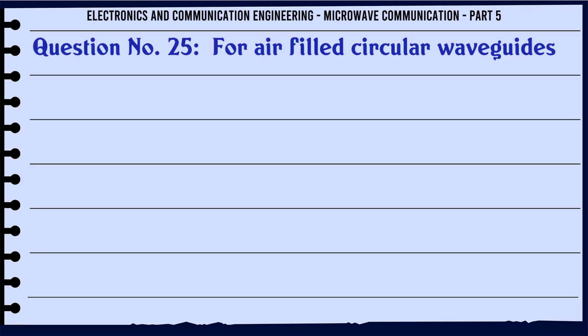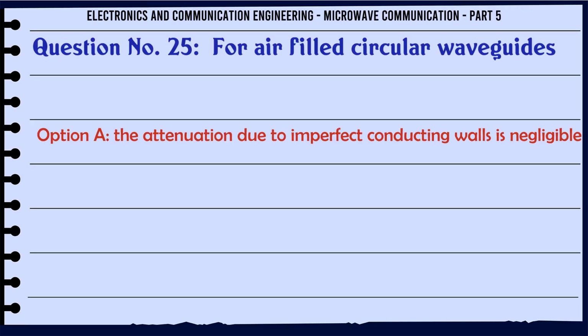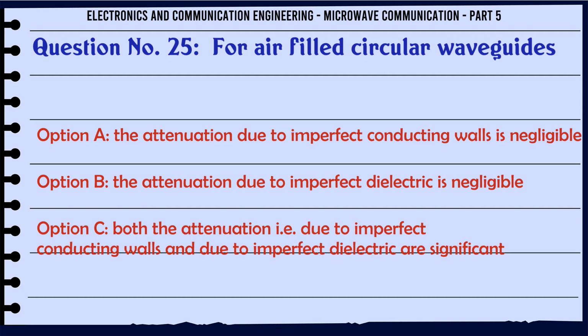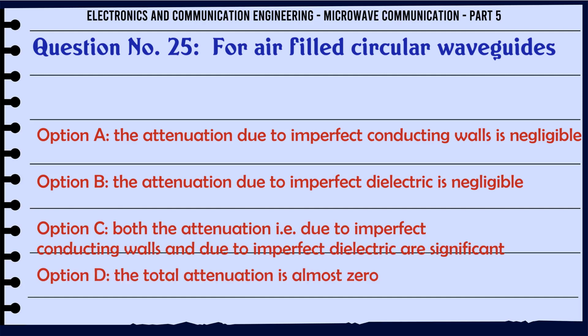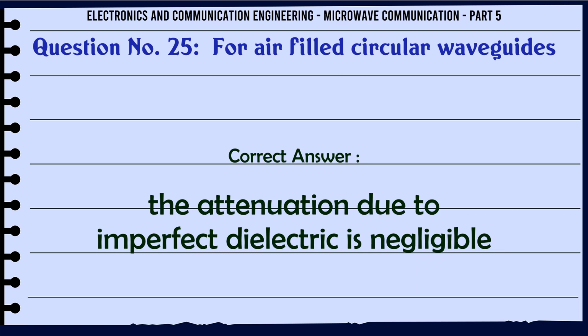For air-filled circular waveguides, A. the attenuation due to imperfect conducting walls is negligible. B. the attenuation due to imperfect dielectric is negligible. C. both the attenuation, i.e. due to imperfect conducting walls and due to imperfect dielectric, are significant. D. the total attenuation is almost zero. The correct answer is the attenuation due to imperfect dielectric is negligible.